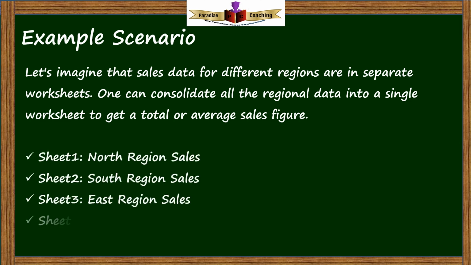Sheet 1, North Region Sales. Sheet 2, South Region Sales. Sheet 3, East Region Sales. Sheet 4, West Region Sales.